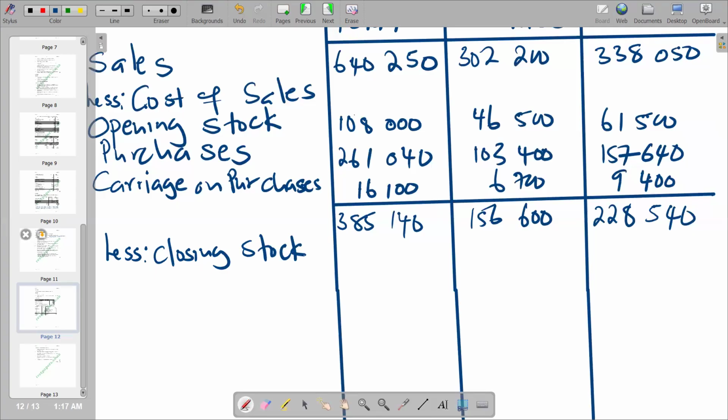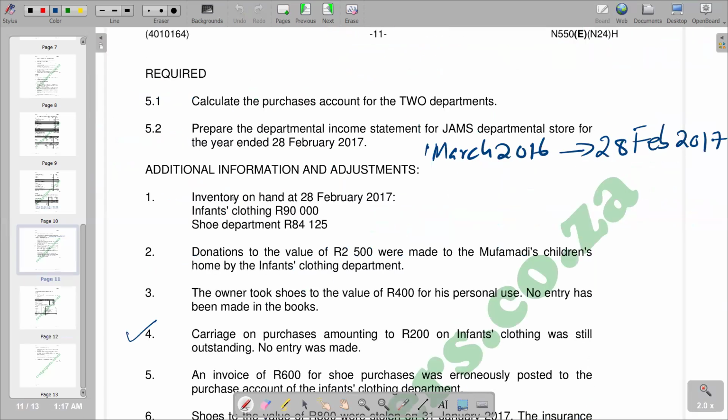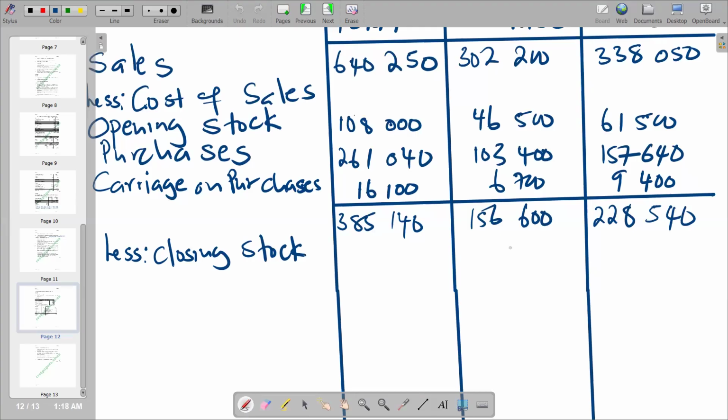So if we refer back, remember, we always get closing stock in our additional information. So it's given here, inventory on hand at 20 February 2017, which is at the end of the year. For infants clothing, we've got 90,000 given, and then we've got 84,125 for our shoe department. So we go and summarize as such, whereby this is the column for the clothing, whereby we have 90,000.